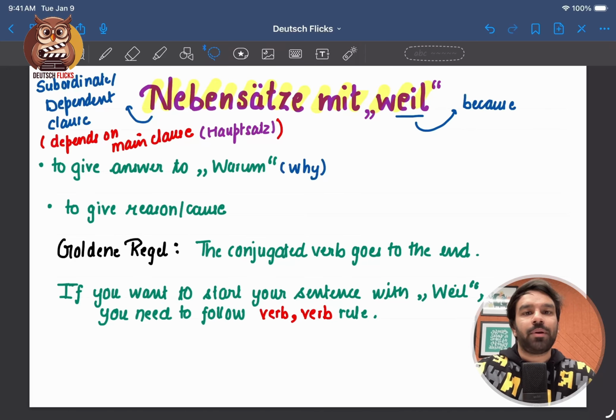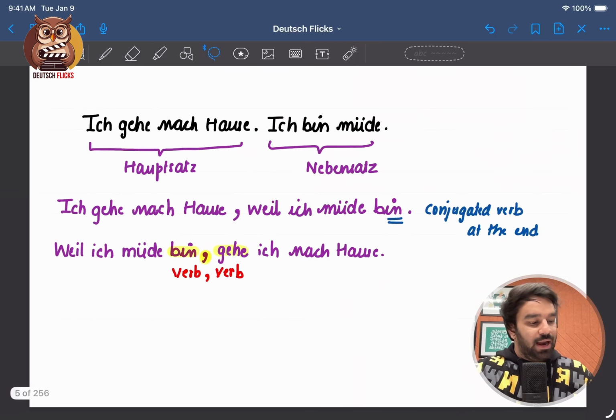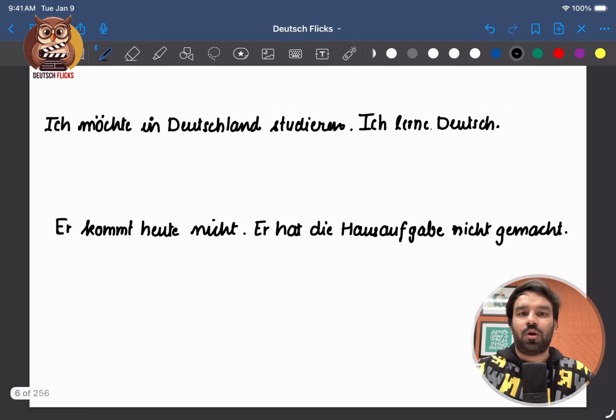Now I'll give you two pairs of sentences which you have to connect using weil, and you need to write both the possibilities. Your task is not just to connect these two sentences using weil. You have to initially identify what is my Hauptsatz and what is my Nebensatz, like where will you use because. So you can pause the video and we'll discuss this in 5 seconds.